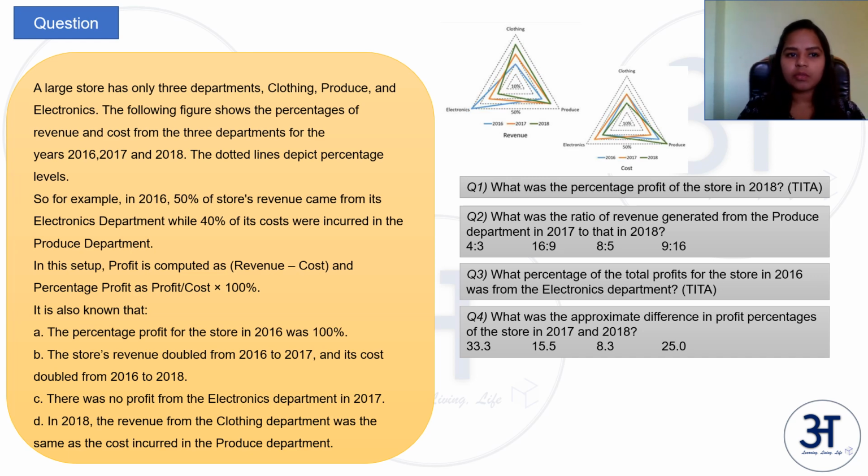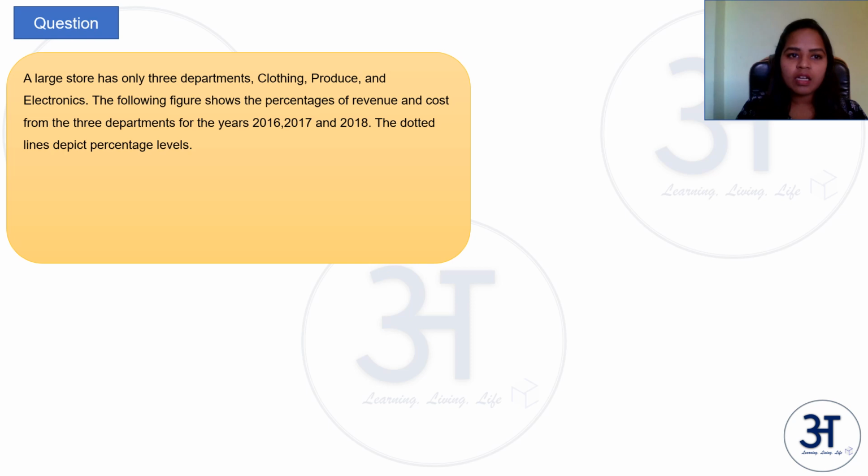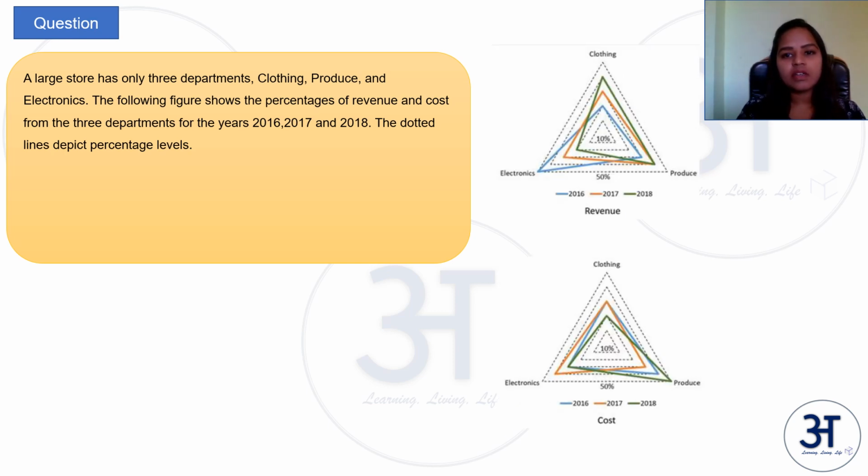Let's start reading the question from the beginning. A large store has only three departments: clothing, produce, and electronics. The following figure shows the percentages of revenue and cost from the three departments for the years 2016, 17, and 18. The dotted line depicts the percentage levels. So here we have two diagrams given, one for revenue and one for the cost, and the different triangles represent the different percentages. The outermost triangle is representing 50% and the innermost is representing 10%.